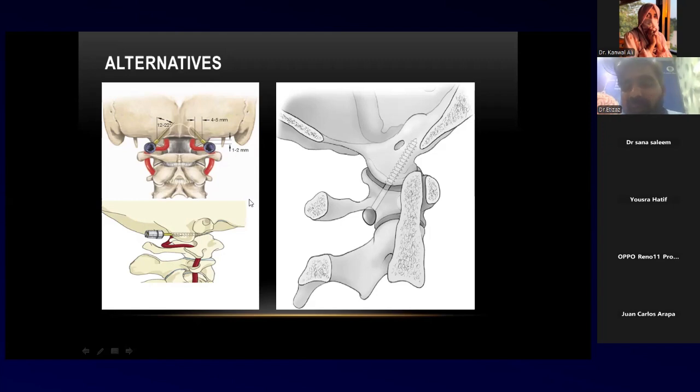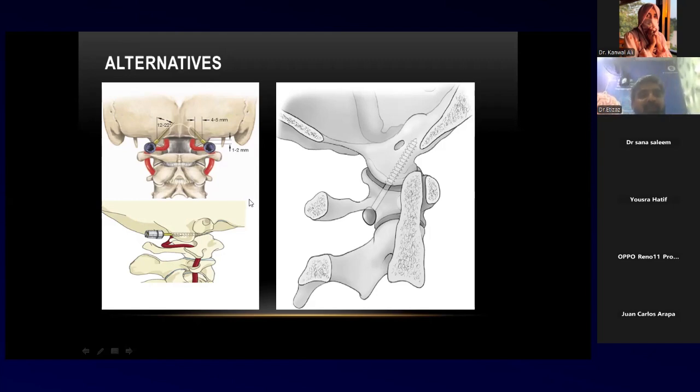Only sublaminar wiring, right? Only sublaminar wiring is not a good construct, sir. It's never a good construct. That is what I am saying. Dr. Sana, are you talking about sublaminar wiring and the Sonntag technique? Yes, sir. For exam purpose.